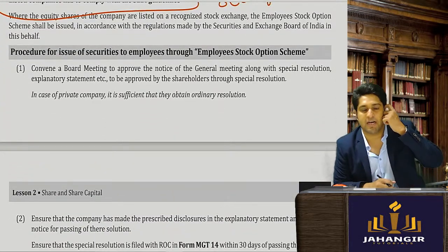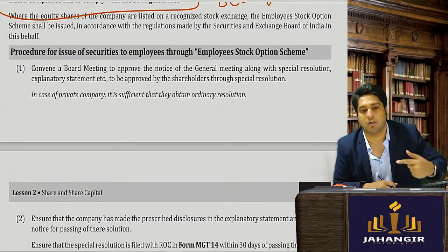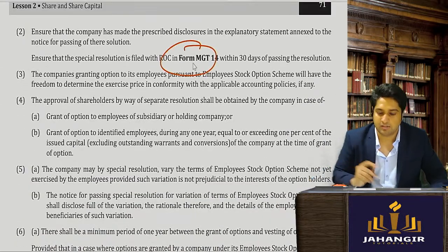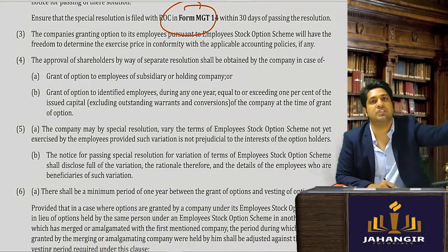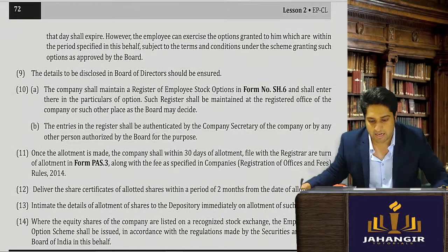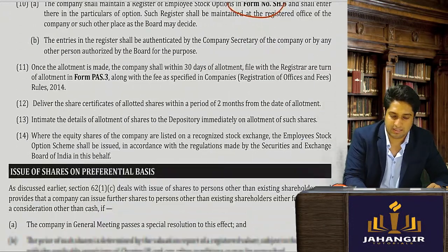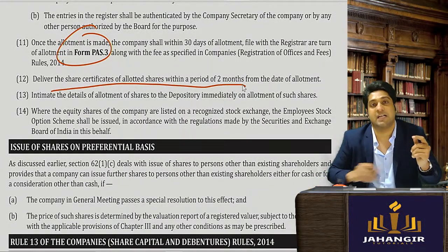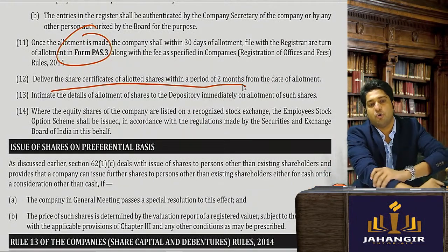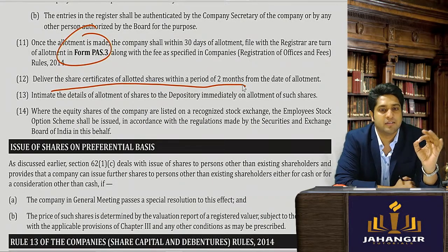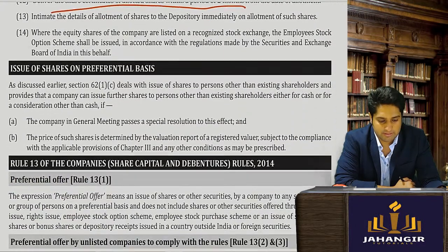Procedure, again very simple. I told you: board meeting, articles authorized, general meeting, special resolution, or MGT-14. Now if it is going beyond the share capital, SH-7 and PAS-3 need to be filed, and SH-6 also maintaining a register. PAS-3 also has to be filed. And if you remember section 56 subsection 4, it had stated that time limit, within 2 months of the allotment it should be issued.